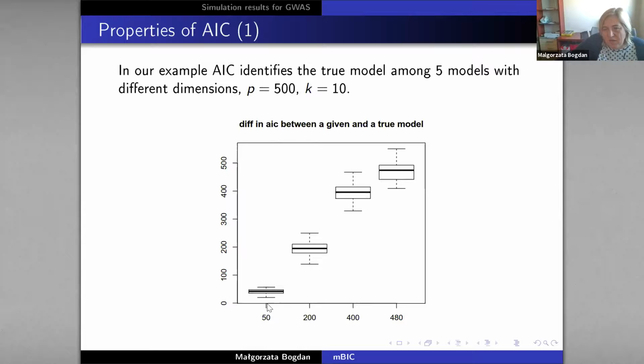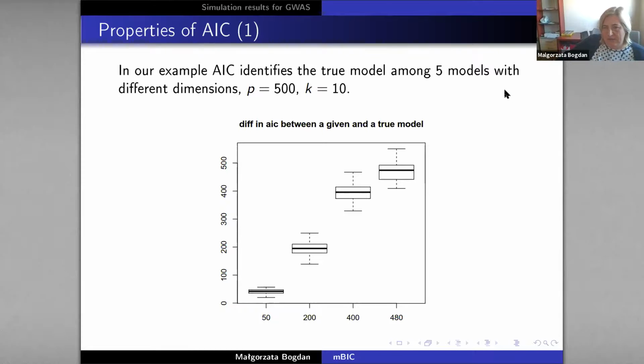So in all the simulations which I did, the Akaike criterion had no problem telling me that I should use only these 10 variables. When I add 50, my prediction error goes up. If I add another 150, it goes up even more, and so on. So when I compare these 5 models, no problem. The Akaike criterion can identify the true model.